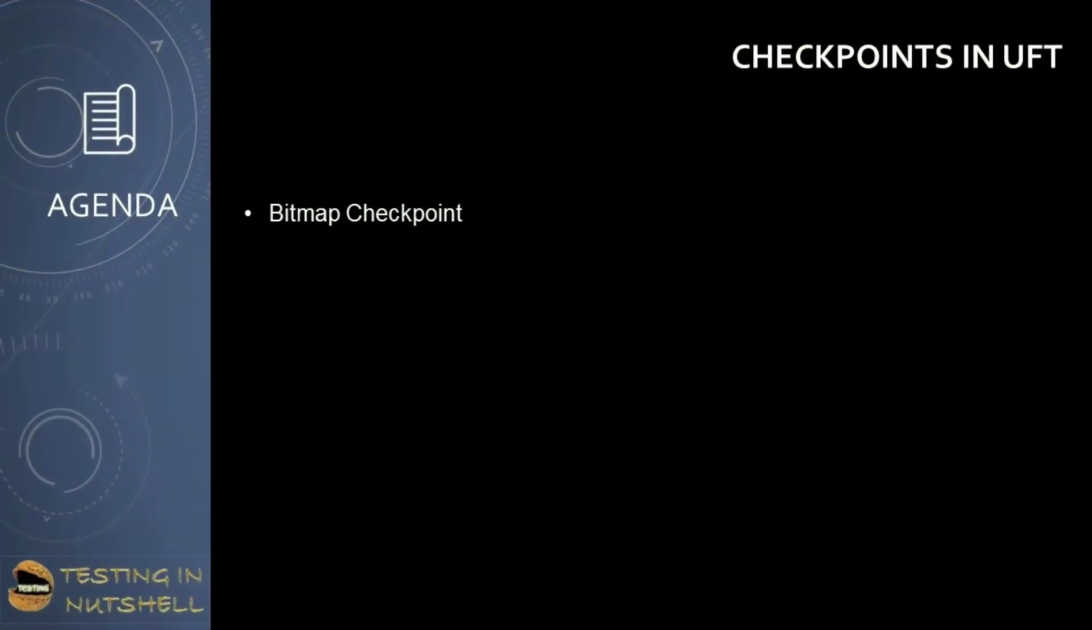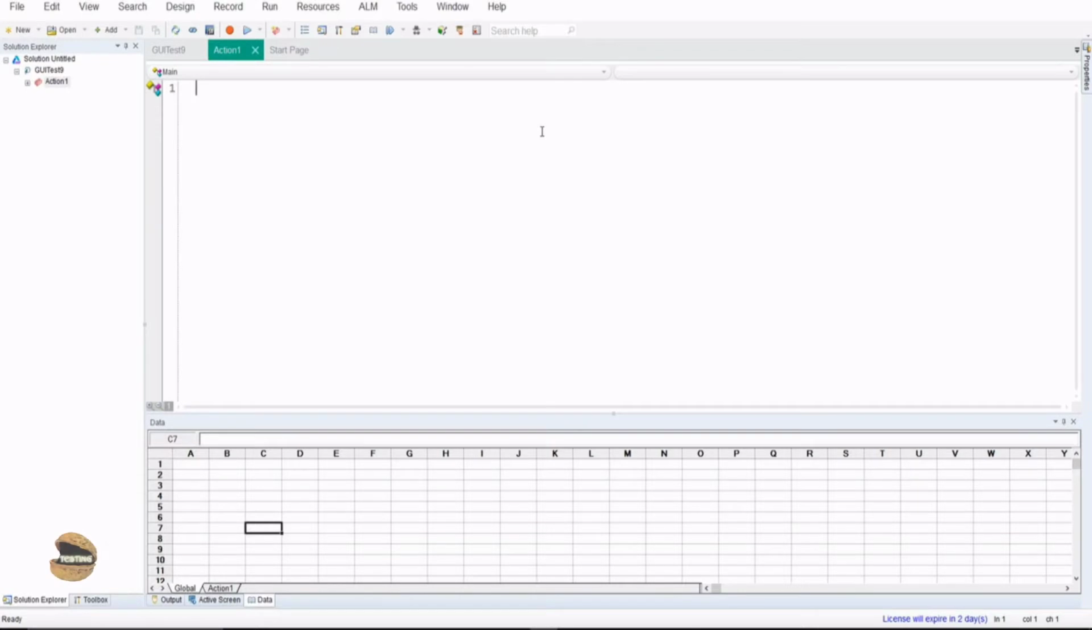As a part of this tutorial, we are continuing ahead with the checkpoints and trying to understand the Bitmap checkpoint. In order to understand Bitmap checkpoint, first of all, we need to understand what is Bitmap. Bitmap is a kind of format for our images to be displayed in an order with multiple pixels. And Bitmap checkpoint is a checkpoint which basically verifies an image pixel by pixel.